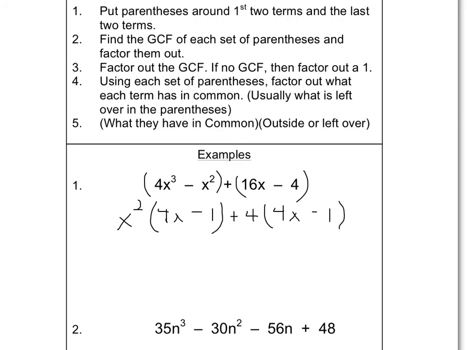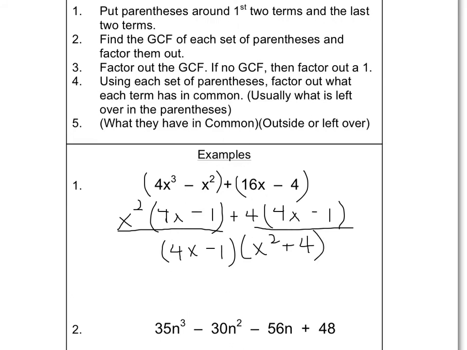Now it says up here, using each set of parentheses, factor out what each one has in common. Usually that's what's left over in the parentheses. If you look at these 2 terms, what do they both share? Look at what's in the parentheses. They both have a 4x minus 1. That's what they have in common. What's outside the parentheses, or left over, is x squared plus 4.